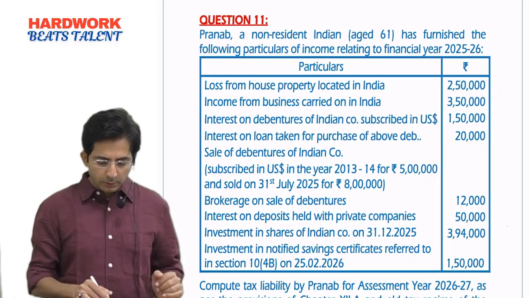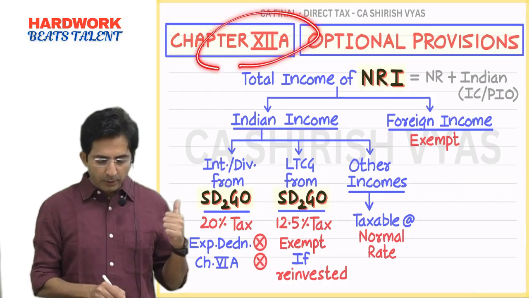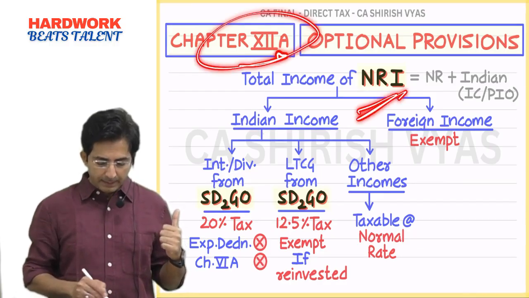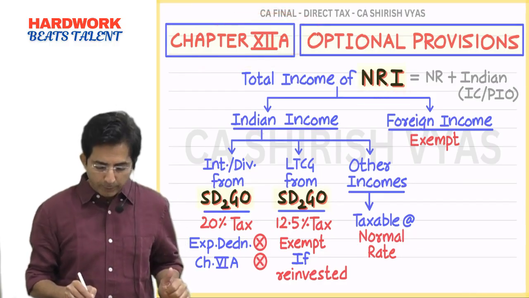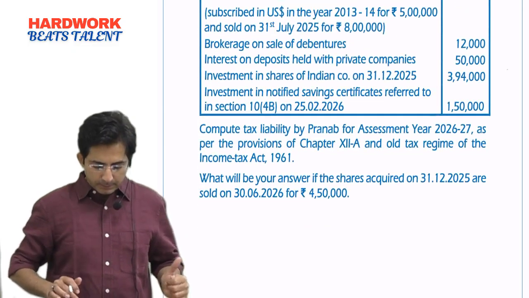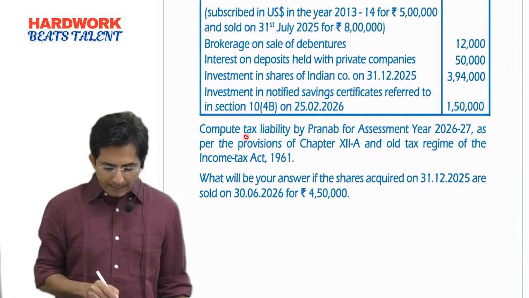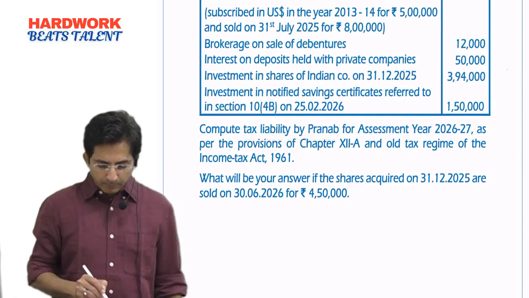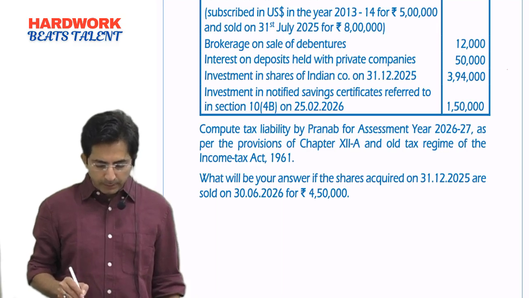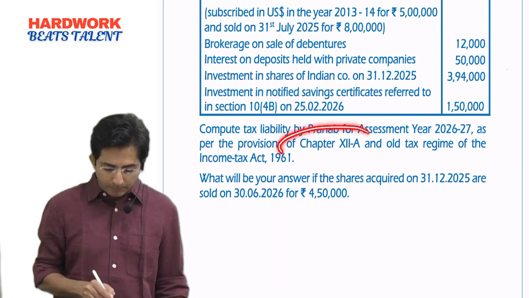This question was on chapter 12A, NRI, Sargo. See, how do I know it was on chapter 12A? See, at the end it was given. See the last lines of the question. Compute the tax liability by Pranab for assessment year 26-27 as per the provisions of chapter 12A.